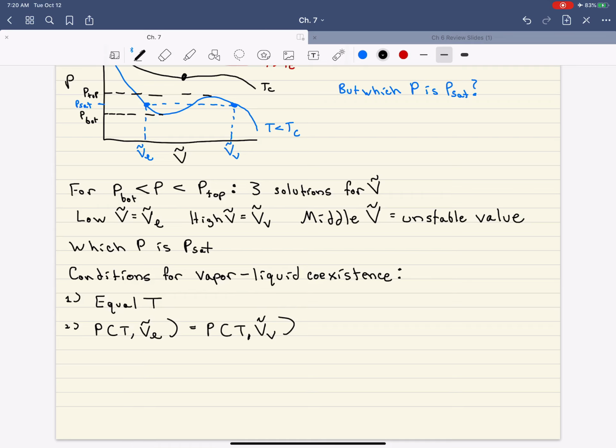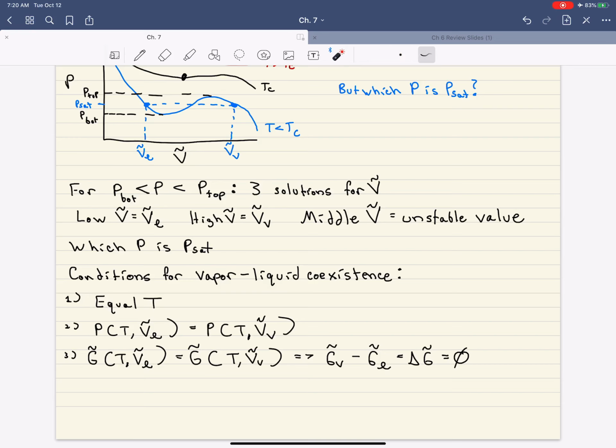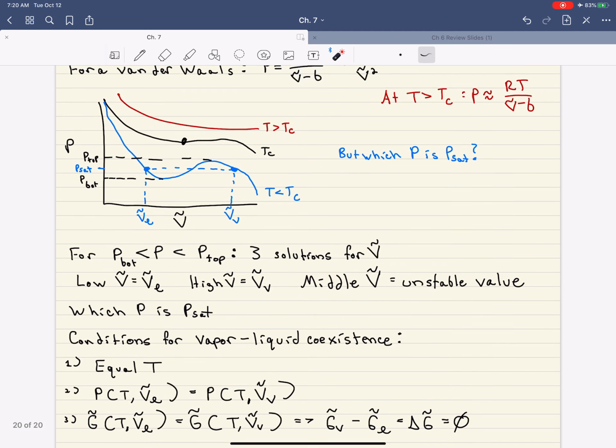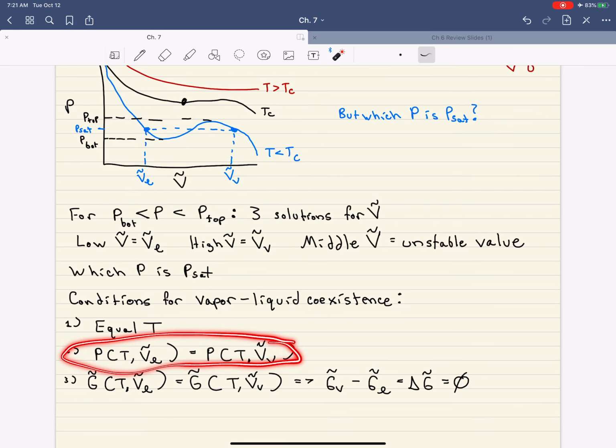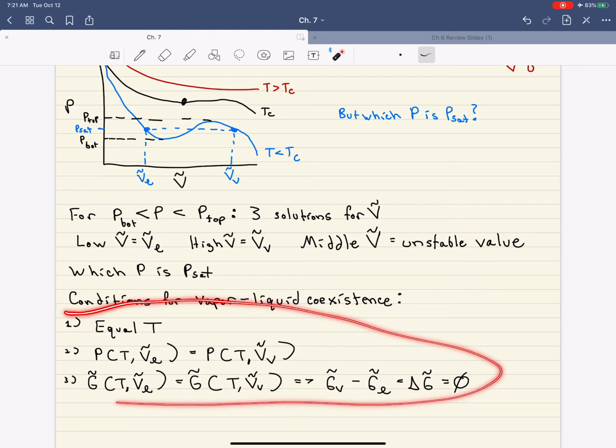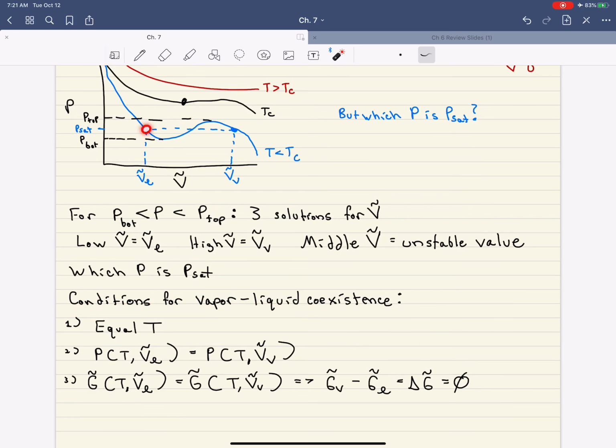And then the third criterion would be that the molar Gibbs energy for the liquid molar volume would have to be equal to the molar Gibbs energy we get when we plug the vapor molar volume into the Gibbs equation. Another way of saying that is GV minus GL, so delta G, has to be equal to 0. These three criteria are the ones that we mentioned before. The system can't just have one of these things be true and be at equilibrium. All of these things have to be true in order for us to get stable liquid and vapor phases.